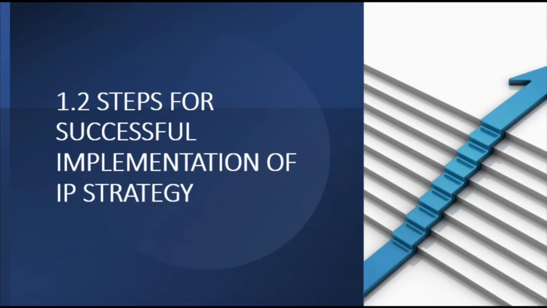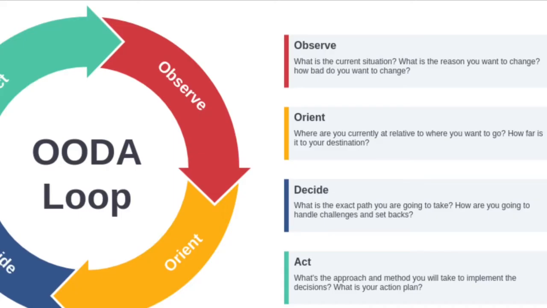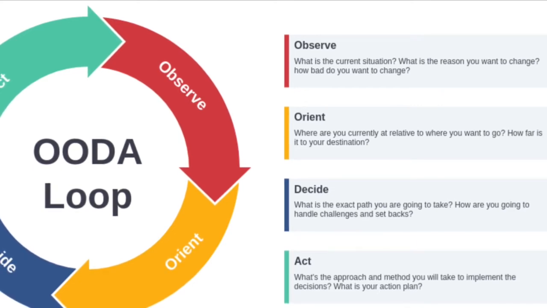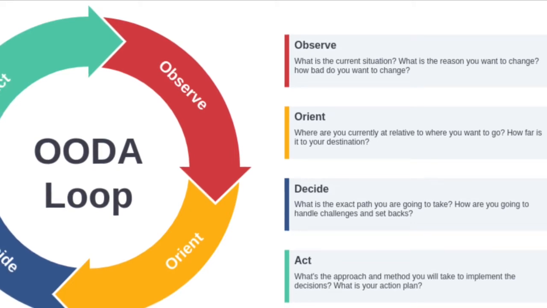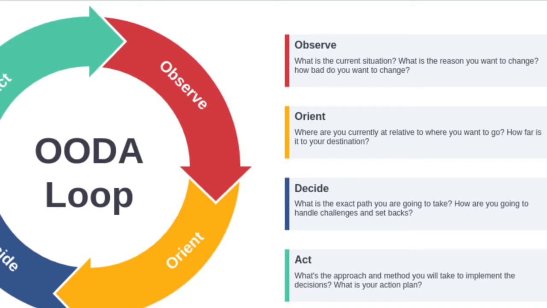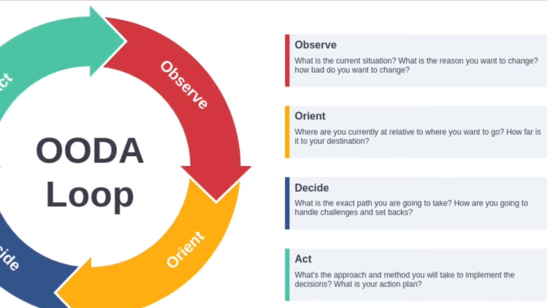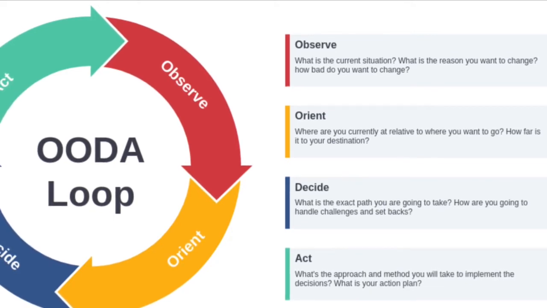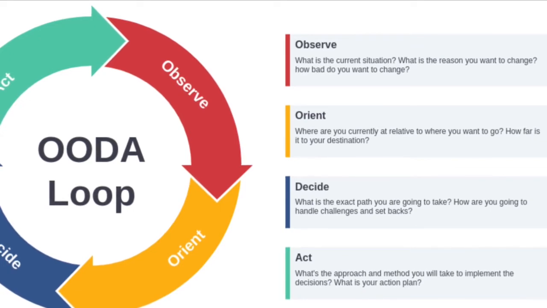When it comes to successfully implementing IP strategy, we need to look at the steps, and the steps are to observe, orient, decide, and act. The first step, to observe, has us looking at the current situation. What is the reason we want to change, and how bad is it? We then look to orient, and when we orient, we are looking at the current situation relative to where we want to go. How far is the destination?